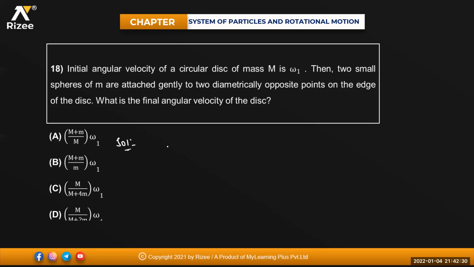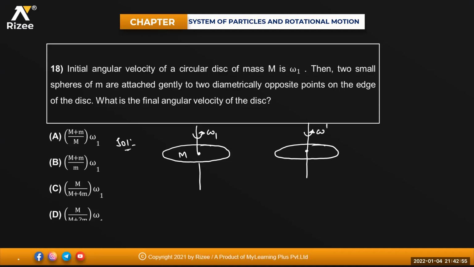I'll draw the situation. This is the initial angular velocity of the circular disk. Mass of this one is capital M. Angular velocity is omega 1. Then two small spheres of masses m are attached gently to the two diametrically opposite points. That means now in this situation, this is your axis. This will become omega dash. When you are attaching two masses, right now here one mass and here one mass, each of mass small m, at opposite ends of the edge of the disk. What is the final angular velocity? That means omega dash will be equal to how much?